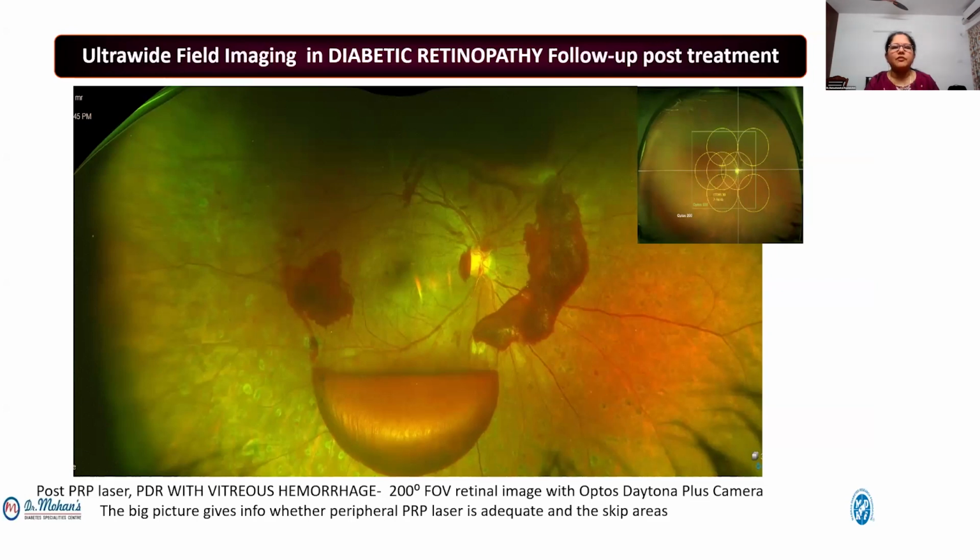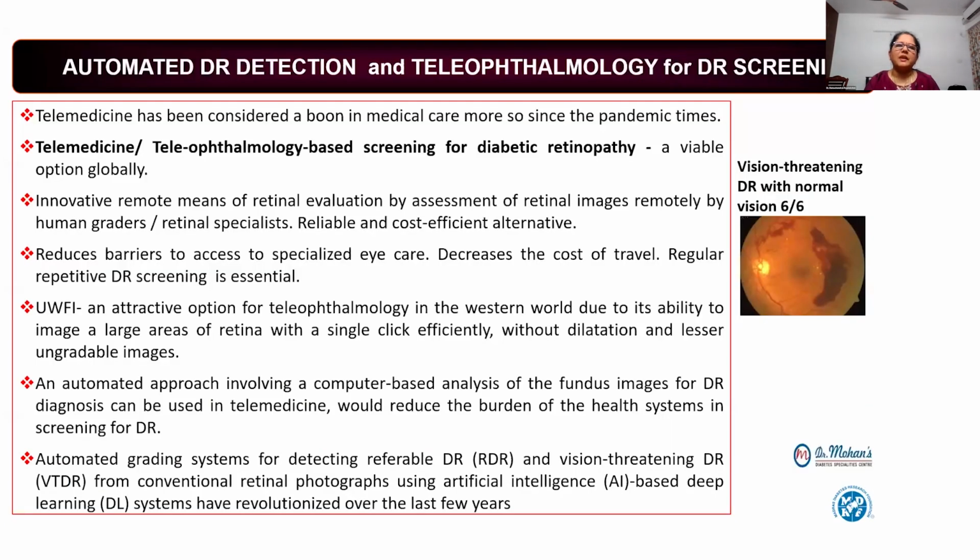It helps us to document and confirm whether the periphery has been treated adequately or more supplemental PRP is required when we follow up and treat our patients. So whenever we talk about DR detection, it is essential to understand that it is not just possible with ophthalmologists examining patients or using these high-end cameras.